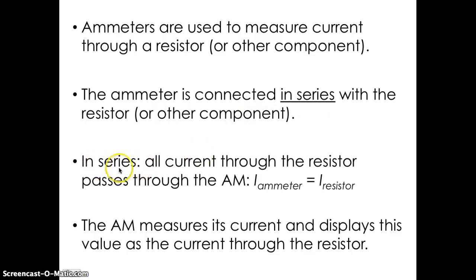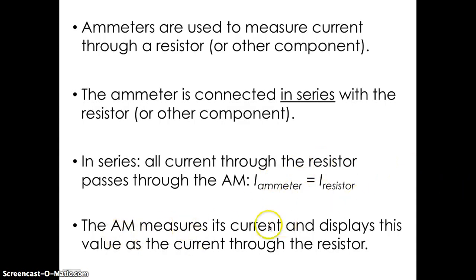Now because they're in series, our resistor that we're measuring the current through is in series with our ammeter. And that means that all of the current passing through the resistor also passes through the ammeter, because there's only one path if they're connected in series. And so all of the current flows through a single path, right? And it flows through the resistor first and then the ammeter second, or it could flow through the ammeter first and the resistor second. So here's how we write that.